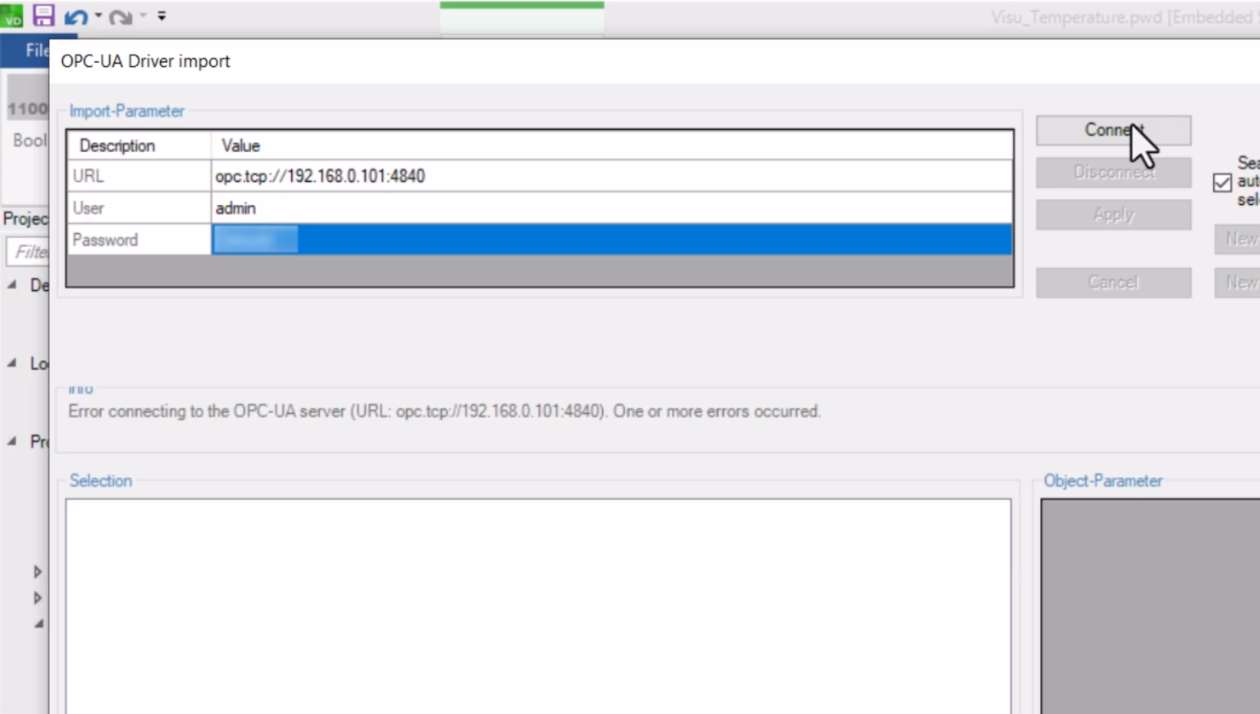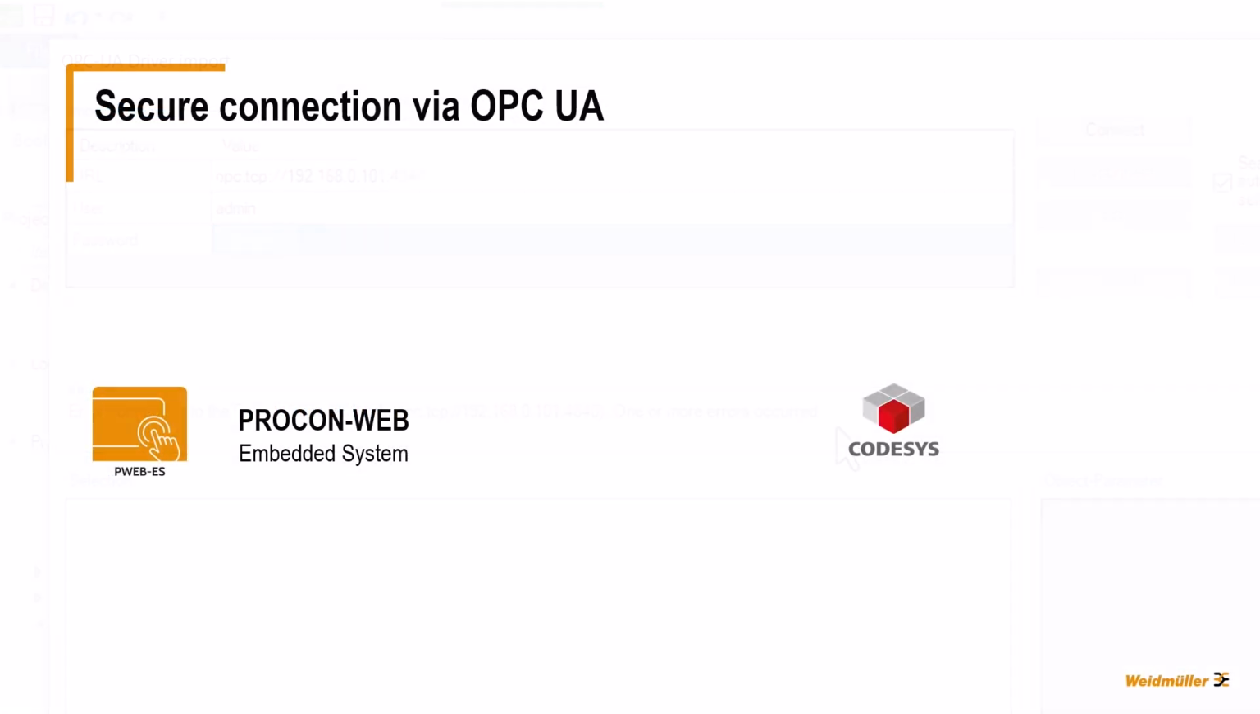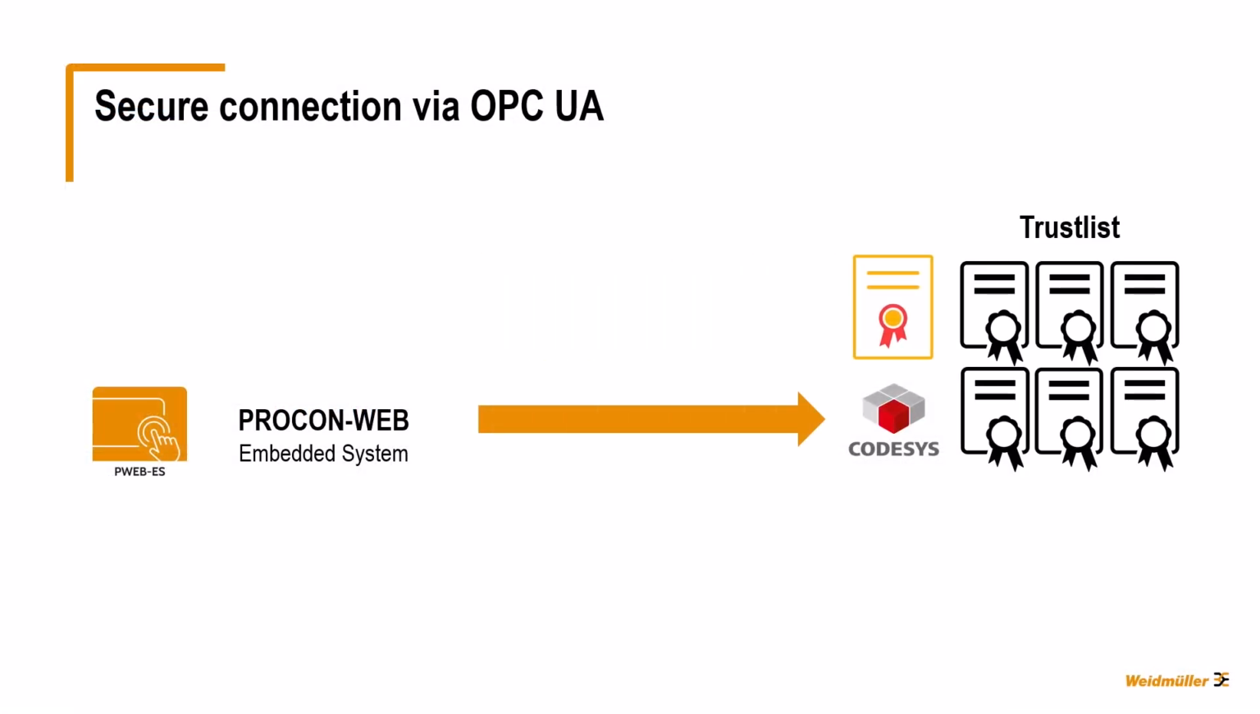If you are establishing a connection to CODESYS for the very first time, this will initially fail. What looks like an error here is actually a good sign. It shows that the secure OPC UA connection to CODESYS is working. PROCON-WEB requests data from CODESYS and provides a certificate that is not yet known to CODESYS.